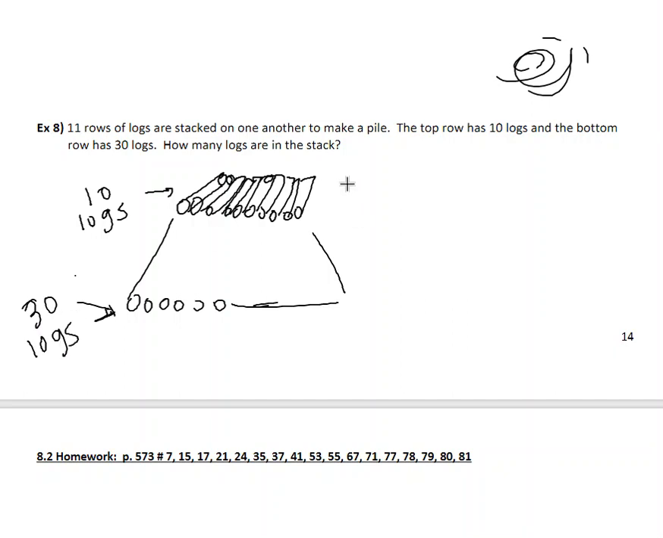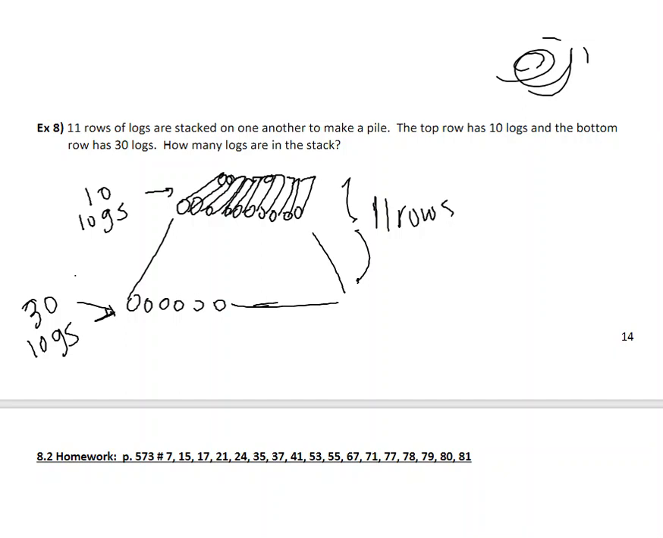I know that there are 11 rows of logs. So it says how many are in the stack. So basically this is an arithmetic sequence. It's growing by a certain number from row to row. They're giving me how many rows I have.